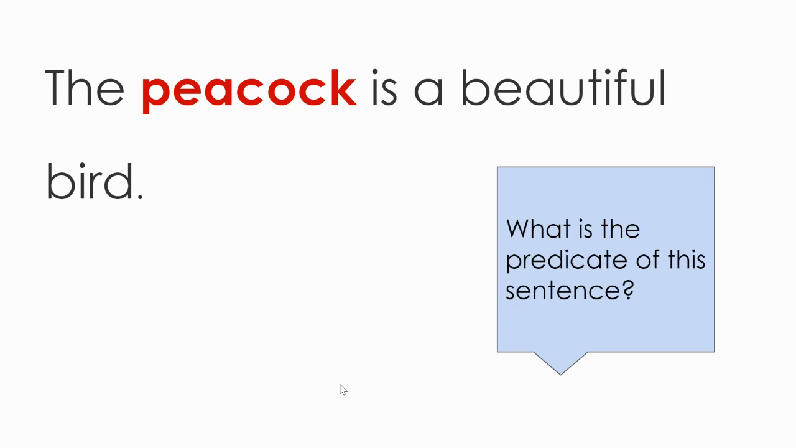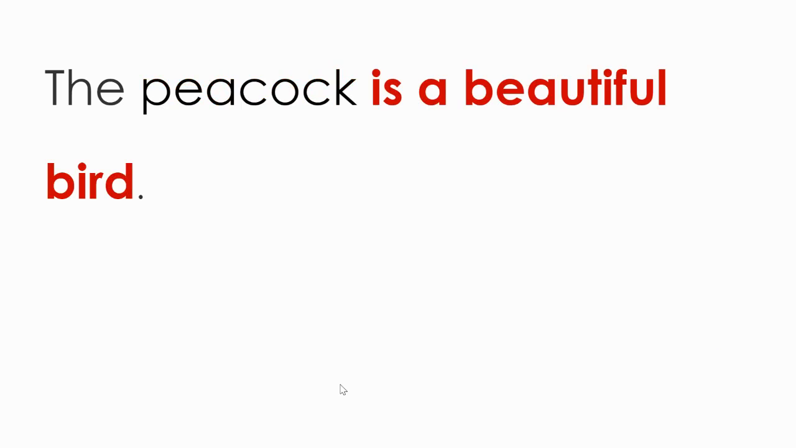Now we will ask, what is the predicate of this sentence? What is the verb or action that is telling about the subject? The peacock what? The peacock is a beautiful bird. The verb in the sentence is "is," and it's telling us that it is a beautiful bird. So that is our predicate, is a beautiful bird. It is telling about the subject of our sentence. Let's do one more.